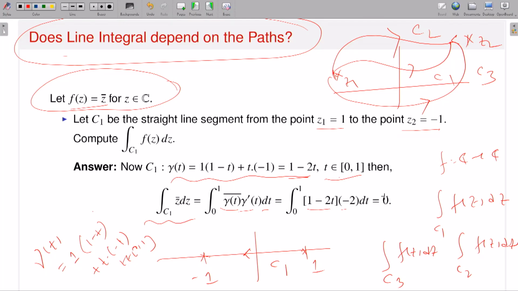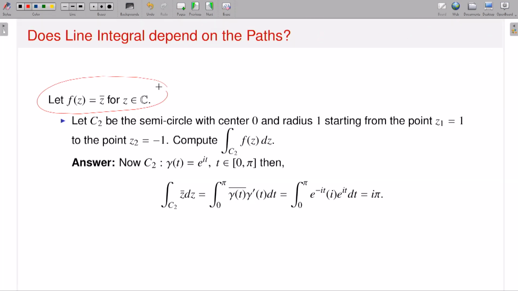Now next I will take another contour, say C2, and what is that? This is a semicircle with radius 1 centered at origin starting from 1 and ending at minus 1. So if this is the case, then you can also know the parameterization. It should be gamma t is equal to e to the power it, and t runs not from 0 to 2 pi, but from 0 to pi, because I am talking about a semicircle. And there also I can easily calculate the line integral or contour integral over the contour C2, and that exactly I have done.